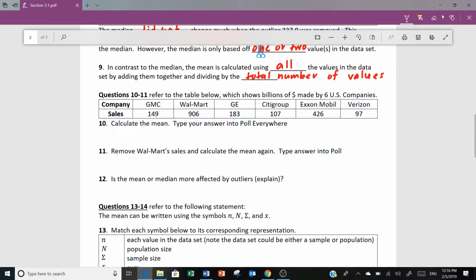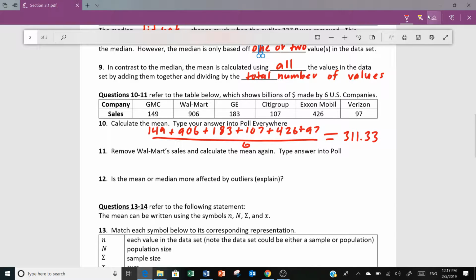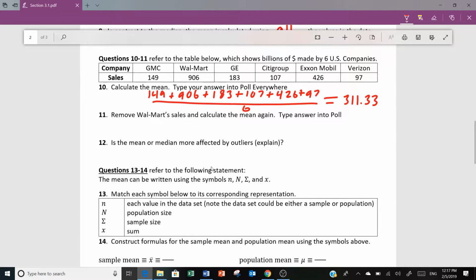Okay, so we just add them all together. So 149 plus 906 plus 183. We've done this a lot of times. 107. I recommend doing this on a calculator that will do this all in one step for you. So those kind of calculators are either graphing calculators or calculators like this. I love this calculator. I saw one person with it. Great choice. 311.33. Okay, go ahead and do number 11 by removing Walmart again.